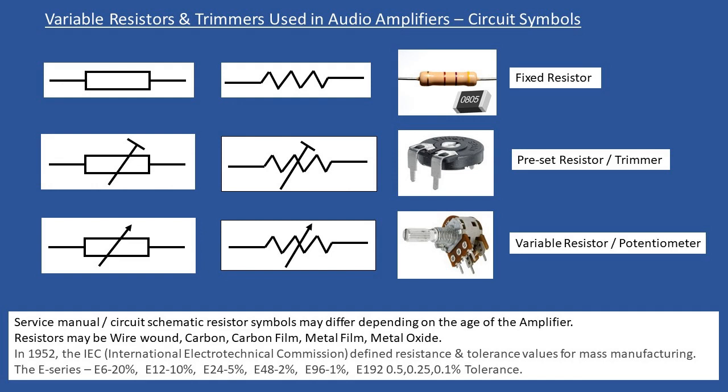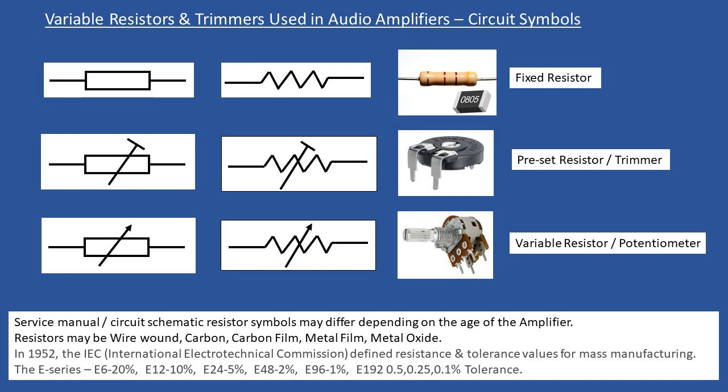As you can see here, we have two types of symbols, and what we have to do is really go back in time. As you can see from the video, we're going back to 1952. Back in 1952, the International Electrotechnical Commission defined standard resistor values and tolerances, which allowed for mass manufacturing of electronic equipment. So what you see here is very common in terms of the types of symbols.